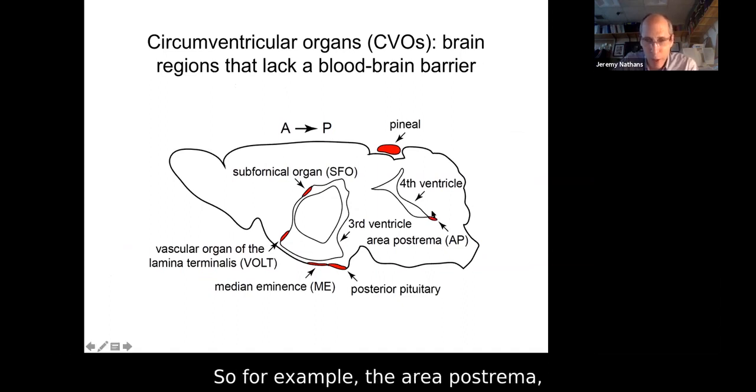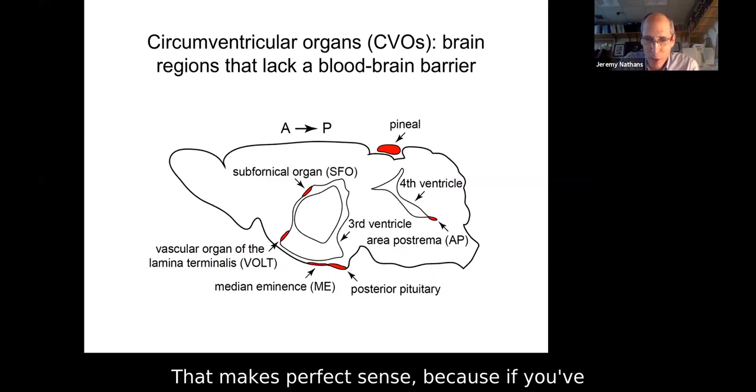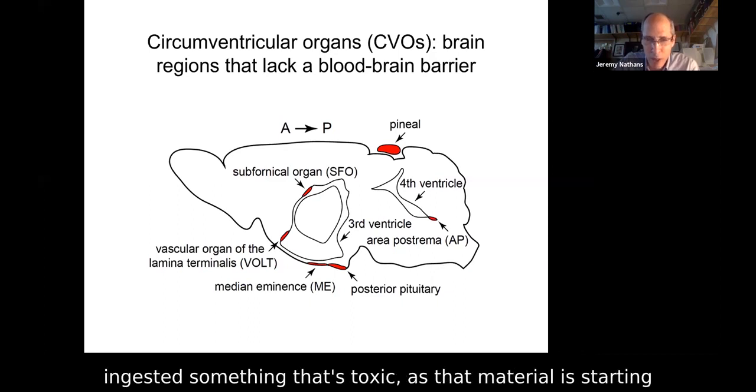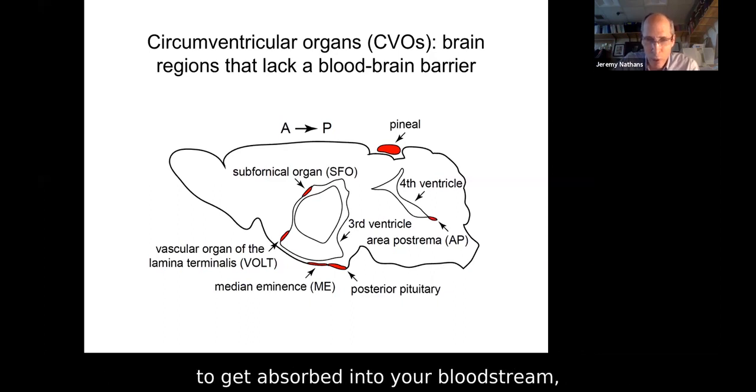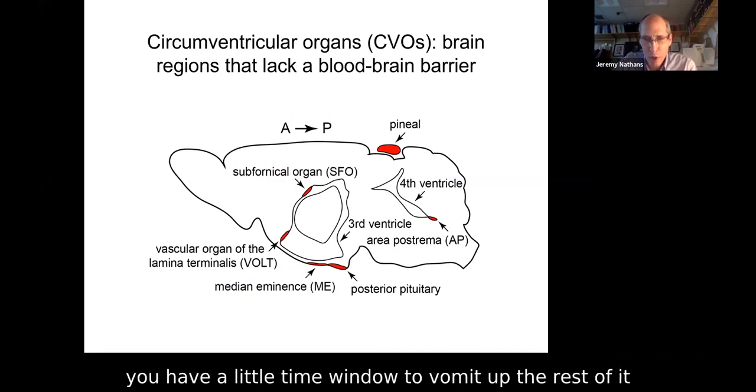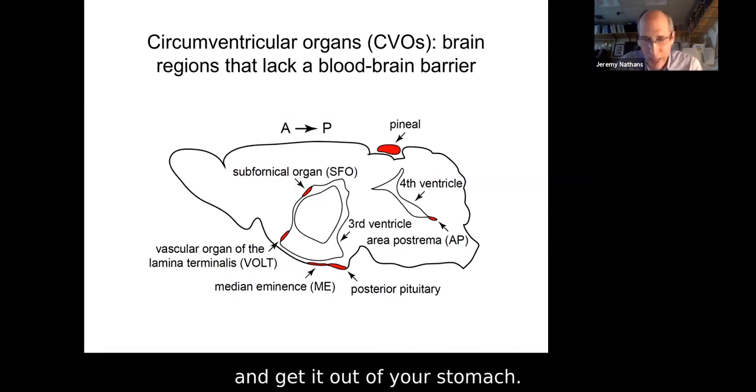So for example, the area postrema, which is right under the cerebellum, is a small region of CNS tissue which is sensing toxins within serum. And it makes you vomit. That makes perfect sense, because if you've ingested something that's toxic, as that material is starting to get absorbed into your bloodstream, you have a little time window to vomit up the rest of it and get it out of your stomach. And that's what the area postrema does.